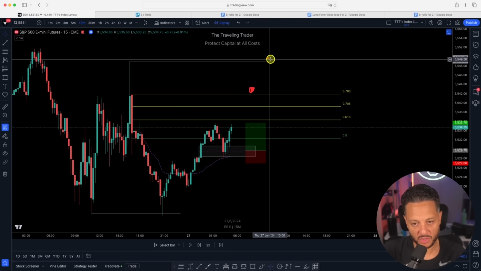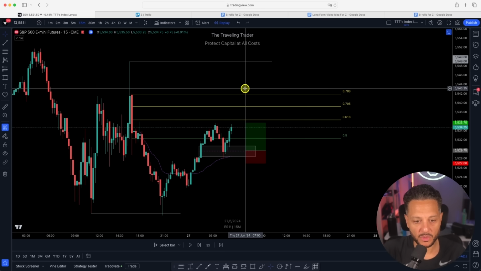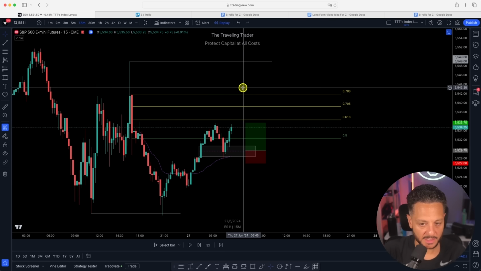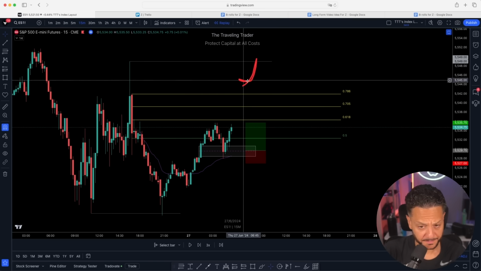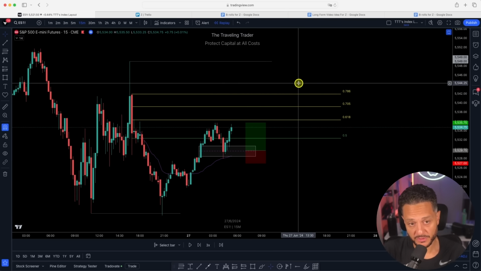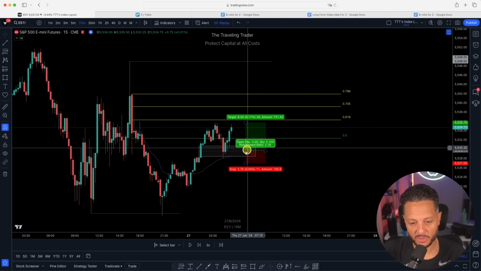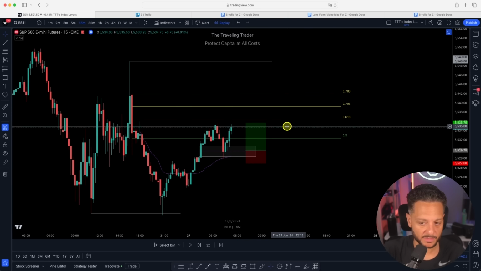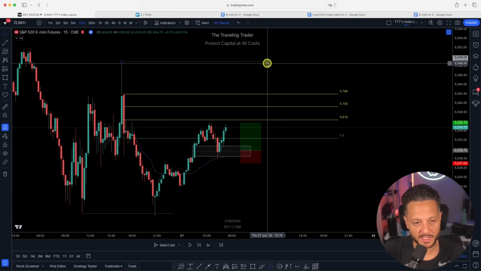As opposed to, if a trade sets up here and this is your drawn liquidity, obviously, if you are an expert, you could still take it. But the likelihood of you getting a successful trade here is a lot less than if you are longing in a discount. And vice versa, you want to be shorting in a premium.